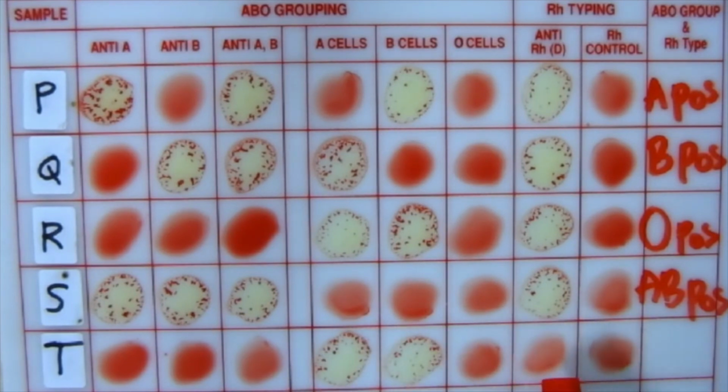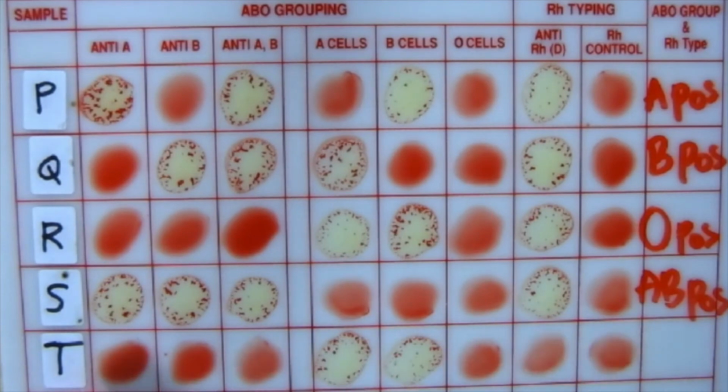But on the rhesus typing, again, you can see the patient also is having a negative reaction with the anti-D. So that means the patient doesn't carry or doesn't have the D antigen on their cell surface.